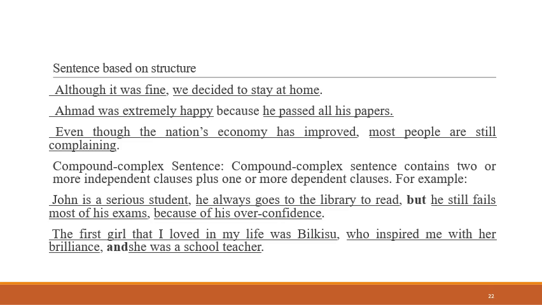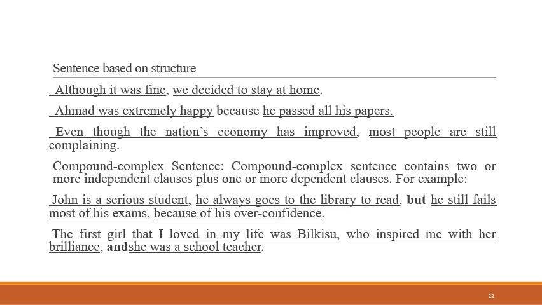And lastly, we have compound complex sentence, which contains two or more independent clauses and one or more dependent clauses. For instance, John is a serious student. This is an independent clause. He always goes to the library to read. This is also an independent clause. But he still fails most of his papers. This is also an independent clause. Lastly, because of his overconfidence, which is a dependent clause, being introduced by the subordinating conjunction because.